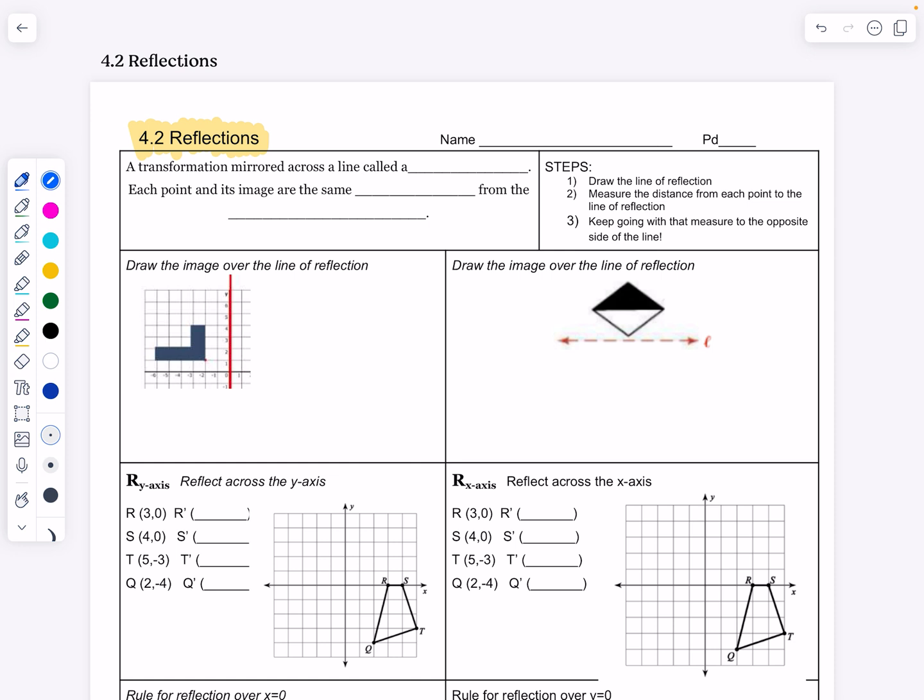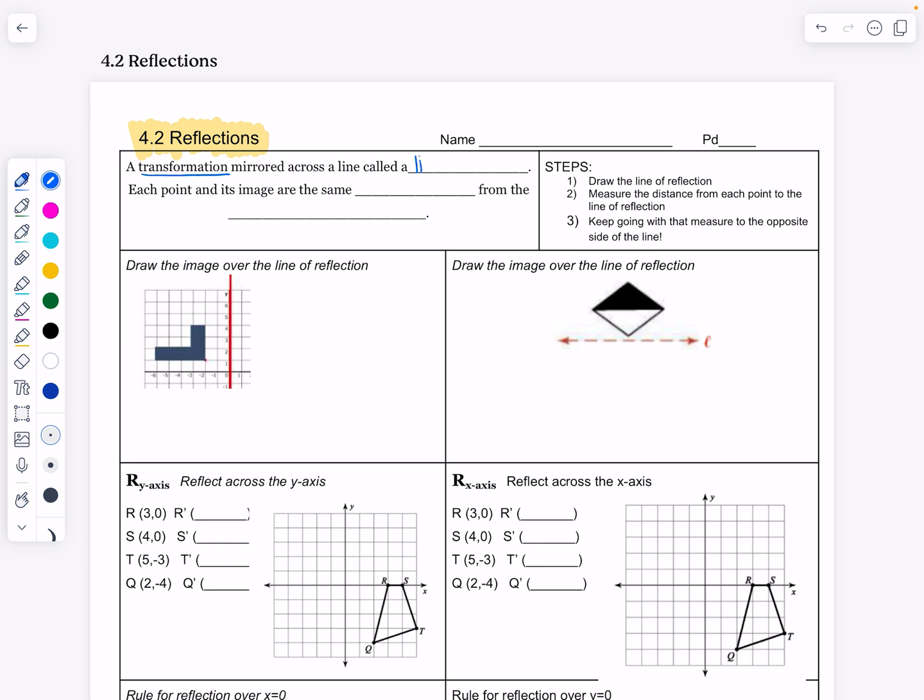We're still learning about transformations. This is going to be one of our last rigid motions we learn about, which preserve distance and angle measure, which is just a fancy way to say, hey, they stay the same size and shape. They just get moved around. So this is, again, a type of transformation. It's going to be mirrored across a line.